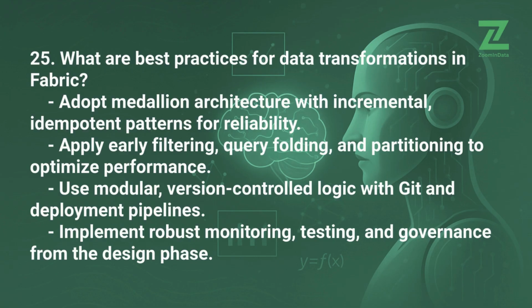25. What are best practices for data transformations in Fabric? Adopt medallion architecture with incremental, idempotent patterns for reliability. Apply early filtering, query folding, and partitioning to optimize performance. Use modular, version-controlled logic with Git and deployment pipelines. Implement robust monitoring, testing, and governance from the design phase.